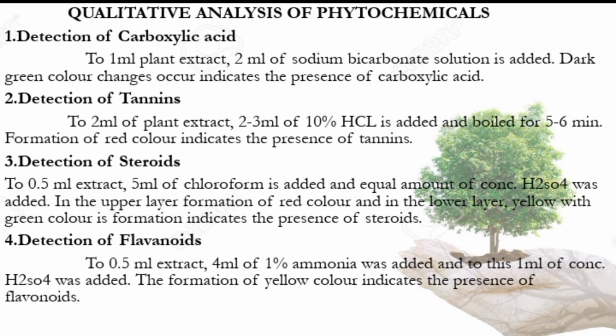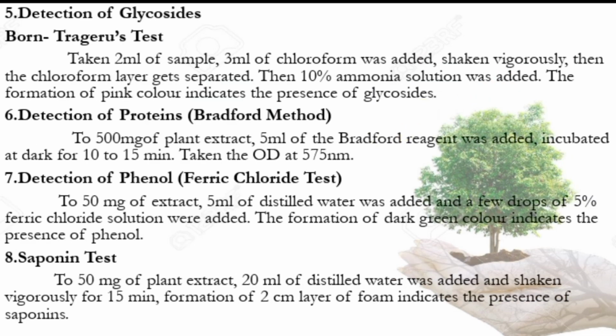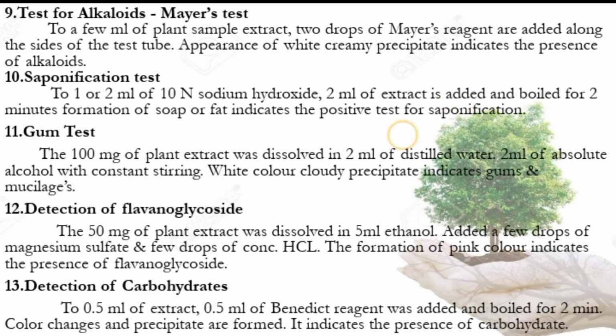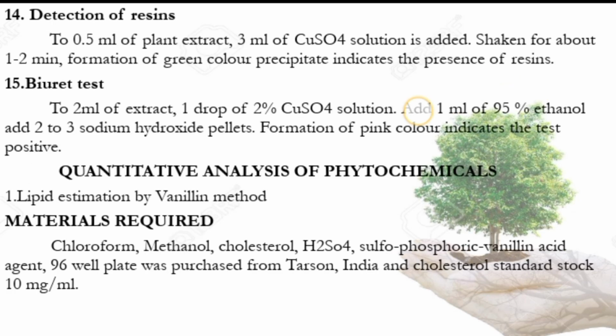Qualitative analysis of the phytochemicals. This is the procedure used for the qualitative analysis of the phytochemicals. First, detection of carboxylic acid and tannins, steroids, detection of flavonoids, detection of glycosides, detection of proteins by Bradford method, detection of phenol by ferric chloride method, saponin test, the test for alkaloid, smear test, saponification test, gum test, detection of flavonoglycosides, detection of carbohydrates, detection of resins, and tests.